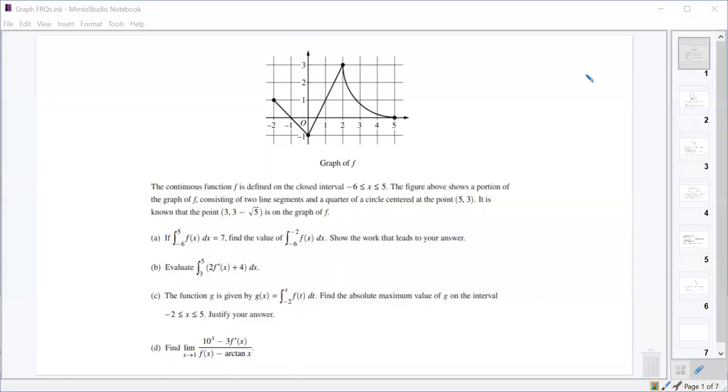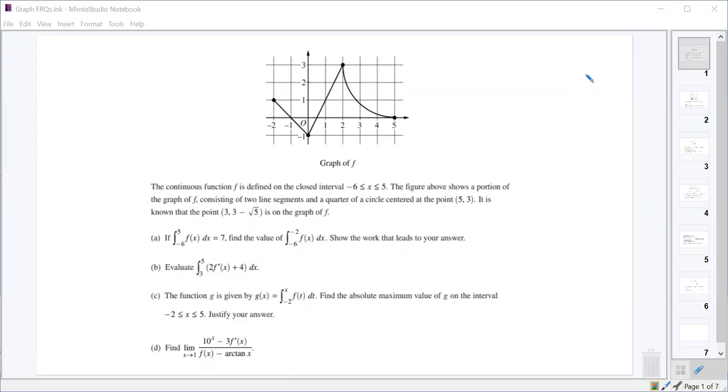First thing is let's just read and interpret what's going on here. So we've got a function f, and that's what our graph is. It's got a couple of line segments, and it's got a quarter of a circle that's centered at the point (5,3), right? So that circle would be centered at (5,3), and we know the value of the point at 3.